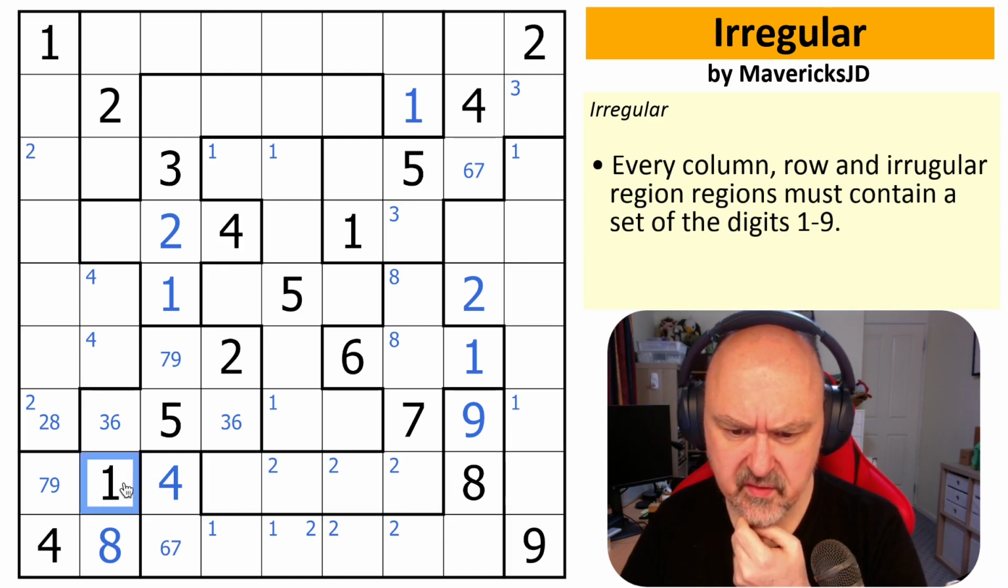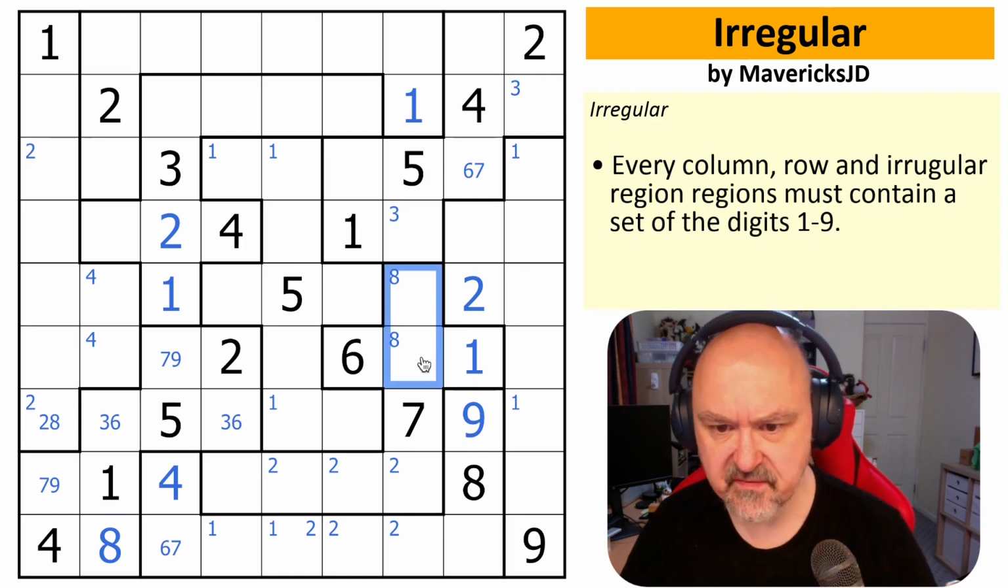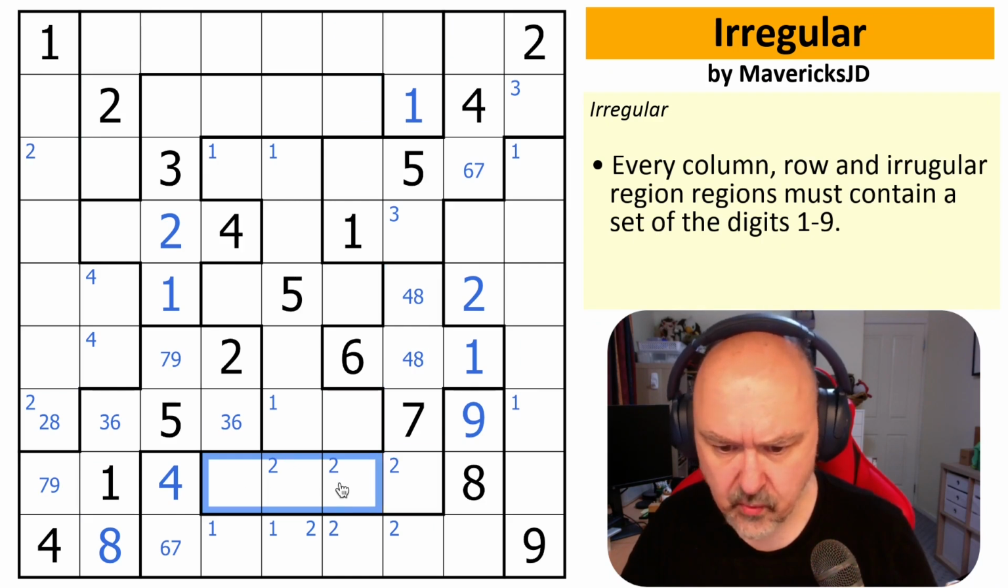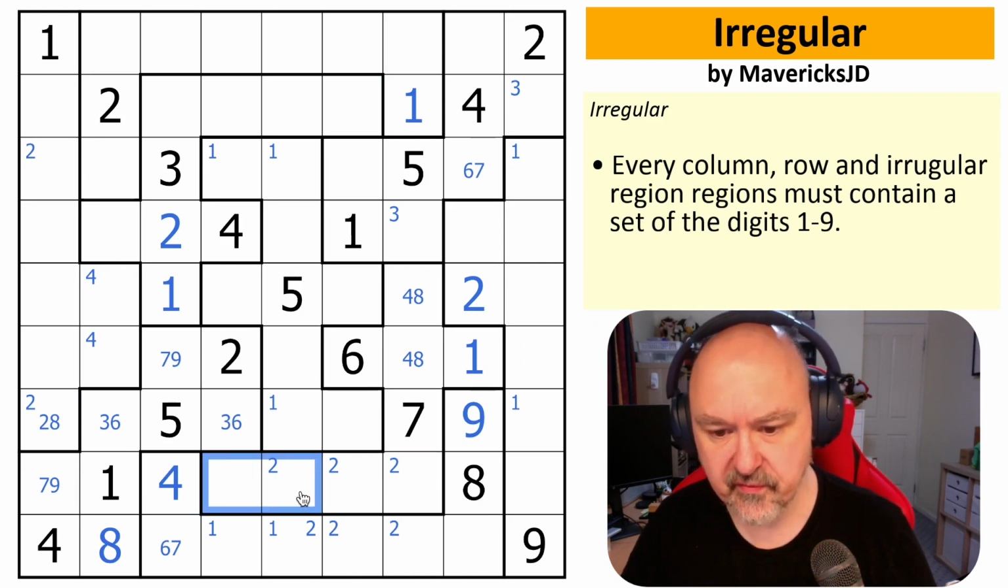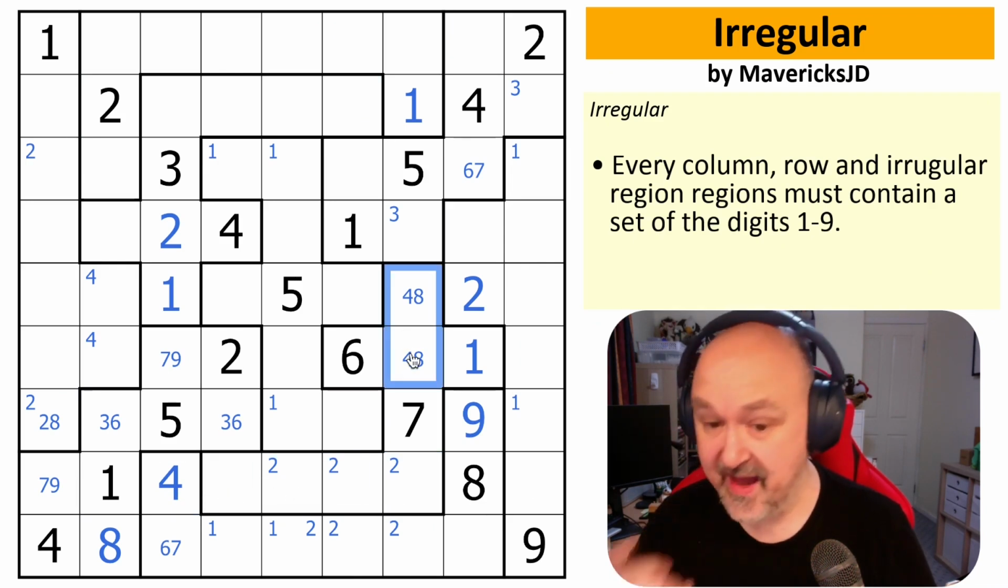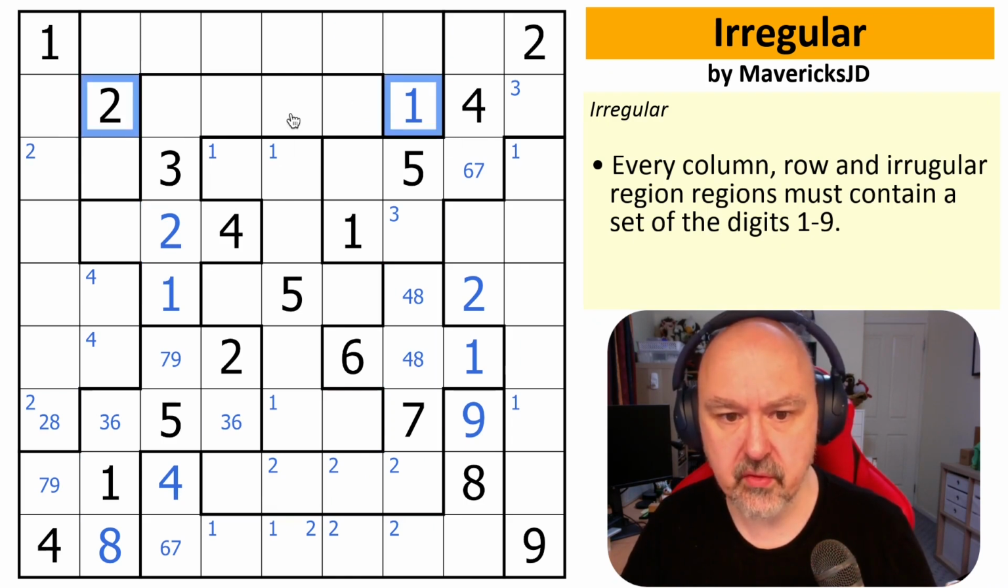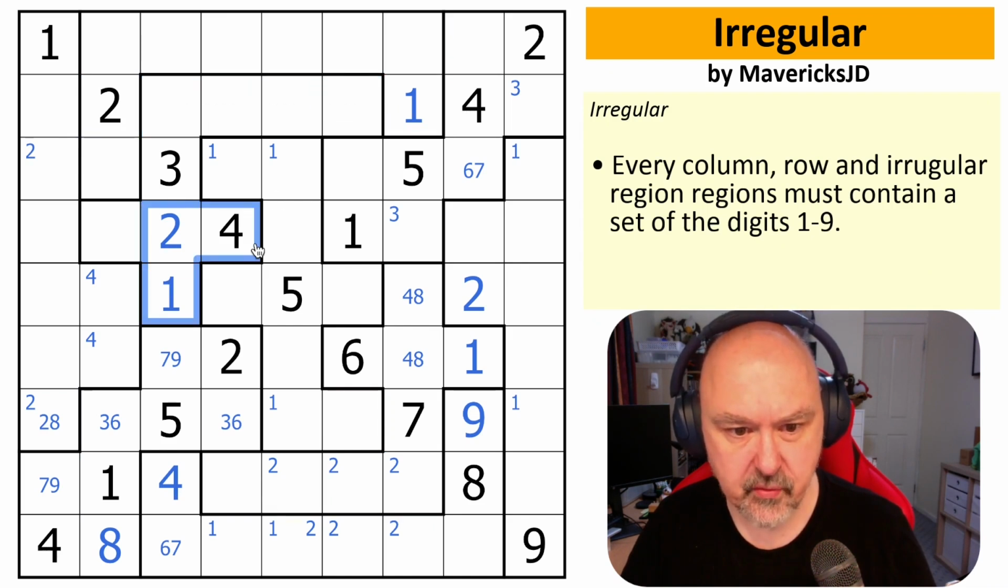So I keep looking at 1 and 4. I need to put a 4 into this region. That's a 4-8 pair. Because, yeah, always pay attention to... This is why I find irregular so tricky. Is like I put a 4 here, which of course knocks 4 out of those, which makes that a 4-8 pair, but I didn't see it. Yeah, so 1, 2, and 4 are not in there, but I've already got 1, 2, and 4 in here.